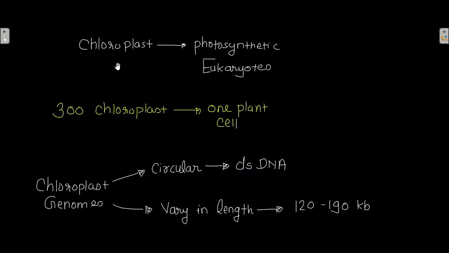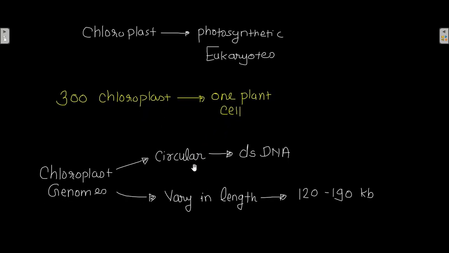Now chloroplast is present in photosynthetic eukaryotes, that is plants. There are about 300 chloroplasts in one plant cell. The genome of chloroplast is circular double-stranded DNA and its length varies from 120 kb to 190 kb.